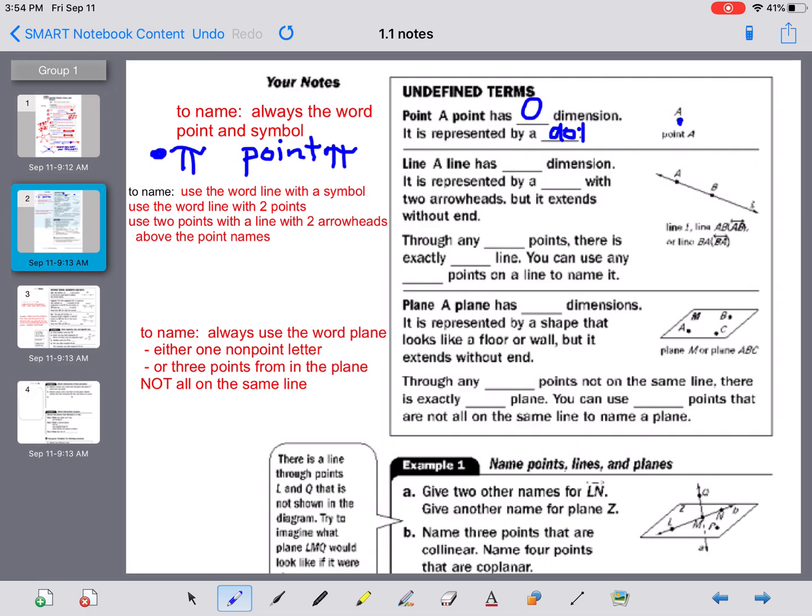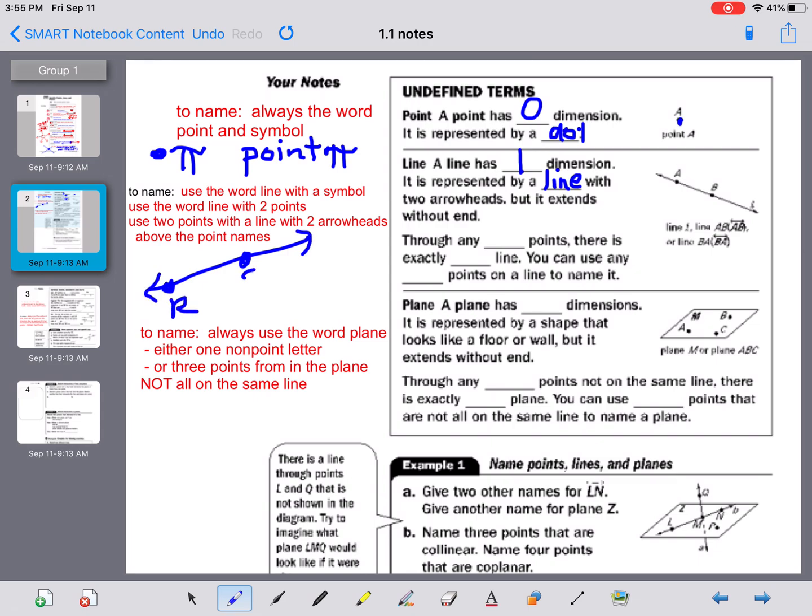If you don't write the word point, you're going to lose a point on your quiz or test, so make sure you write the word point. All right, then we're going to move on to a line. A line has 1 dimension. It's kind of the length or whatever. It's represented by a line. Notice how we use the word in its definition. With 2 arrowheads, but it extends without end. Okay? So we have 2 points. We have a line, goes on and on and on, okay?